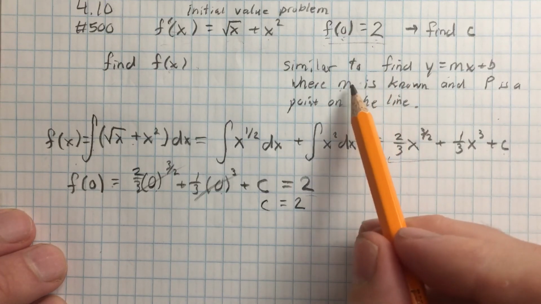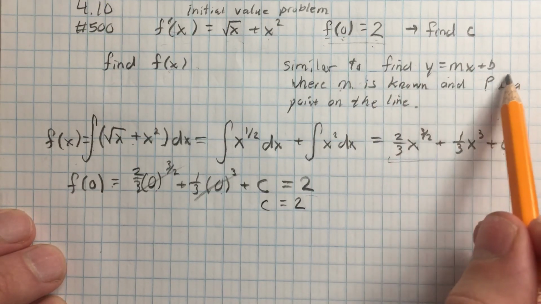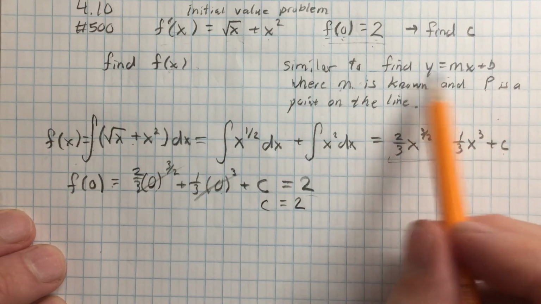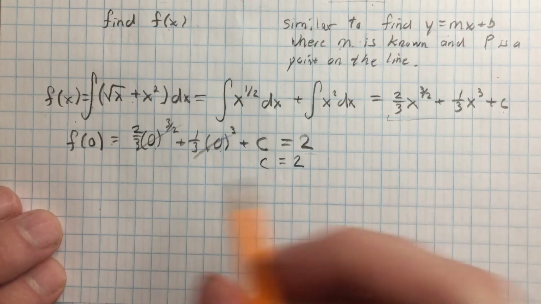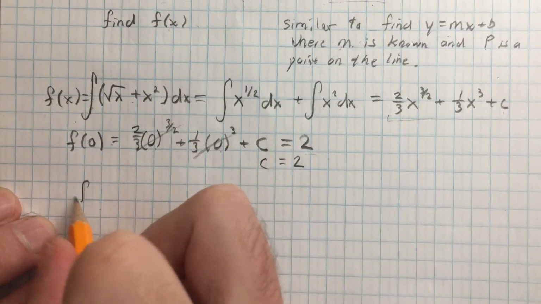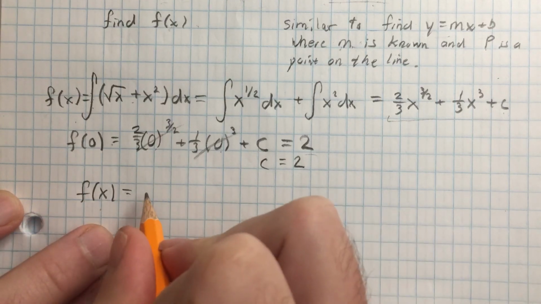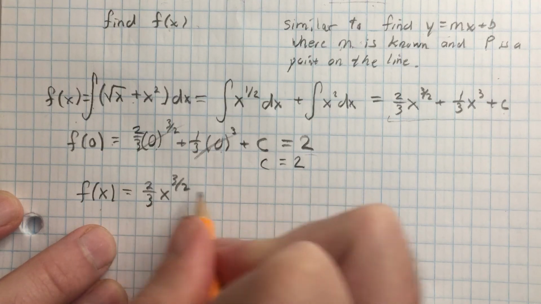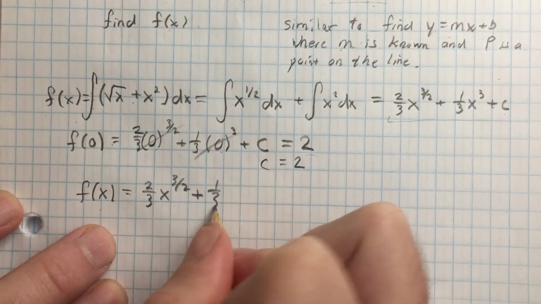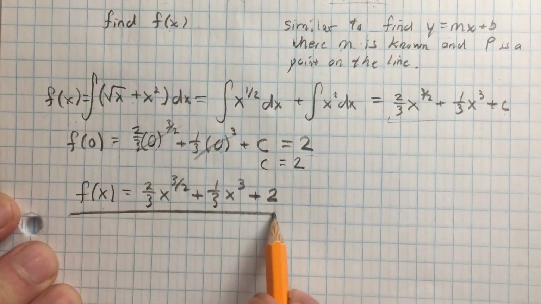Okay? So now we have the function totally known. Again, just like when you have the slope known and a particular point known for a line, you can write out the equation for the line for all points on that line. So here we now know the equation, you might say, or the rule for this function for all points on this function, not just one. So it looks like the function was in reality 2/3 x to the 3/2 plus 1/3 x cubed plus 2. There's our answer.